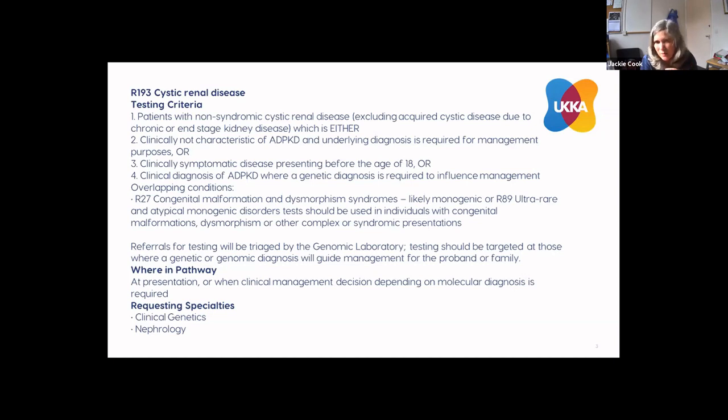Who can request? So nowadays, testing for renal cystic disease is limited to either nephrology or clinical genetics, to try and make sure that appropriate people are being tested, and it is not just done by anybody because I think it might be interesting to know. And when do you do it? Either at presentation or when a clinical management decision is needed, and that's going to depend upon the molecular diagnosis. Next slide, please.